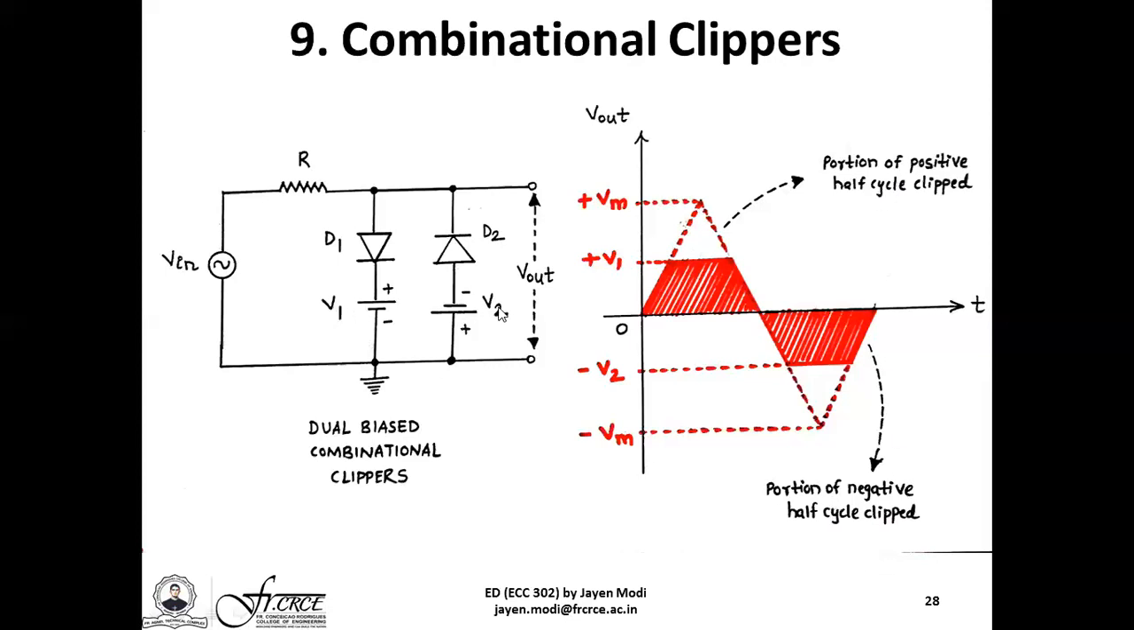If V1 and V2 are both the same, this circuit is called a symmetrical combinational clipper, in which equal portions of the input positive AC half cycles and the input negative AC half cycles are clipped. But for cases in which you want different portions of the positive and negative half cycle clipped, you are easily able to do so by changing the DC battery reference voltage values of V1 and V2.